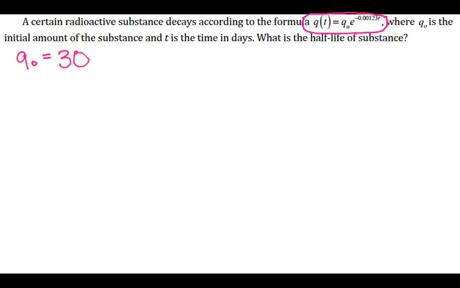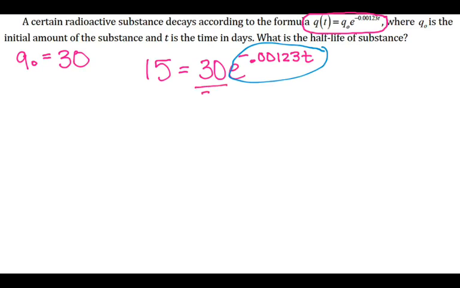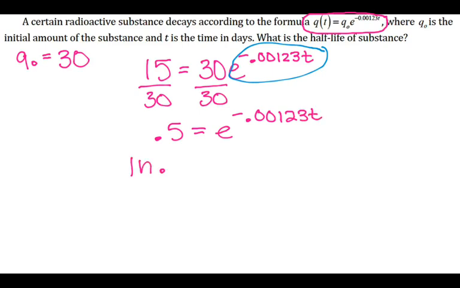Since I am looking at my initial amount being 30, I want to figure out how long it takes for it to reach half of that amount, which is 15. So I'm going to set my equation equal to 15. And then I'm going to write the rest. So negative 0.00123t. Again, isolate. So I'm going to divide both sides by 30. That gives me 0.5 equals e to the negative 0.00123t. And then I'm going to natural log.